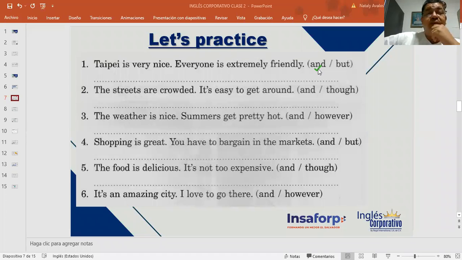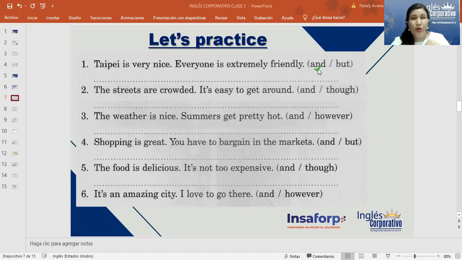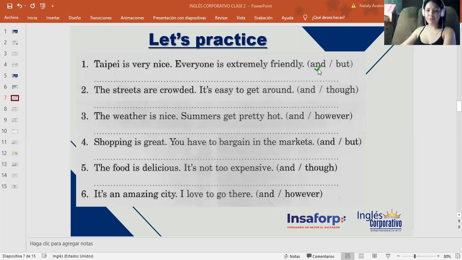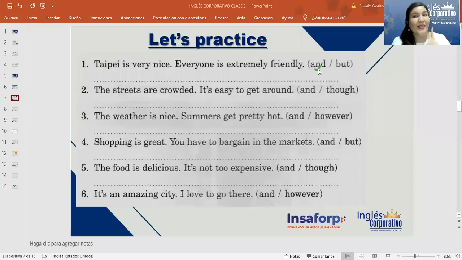So everybody, open your microphones and we're going to make a little noise here. We are going to read the sentence with the word, okay? You are going to repeat after me. Taipei is very nice and everyone is extremely friendly. Taipei is very nice. Everyone is extremely friendly. Very good job. Even when it is a little bit noisy, it's okay because we are practicing pronunciation. Let's check the next one.